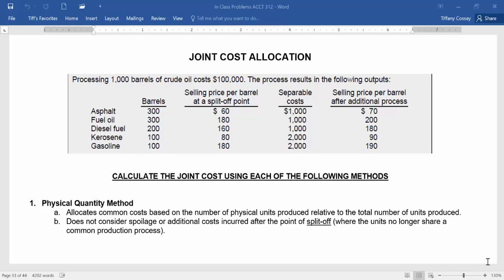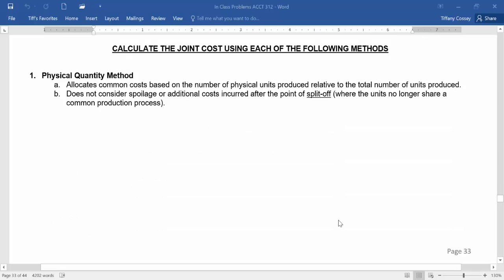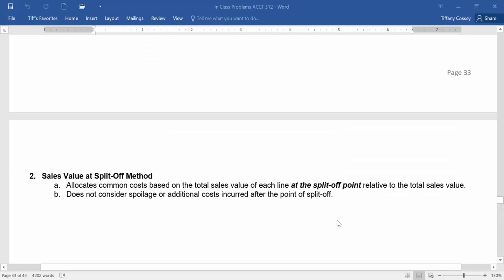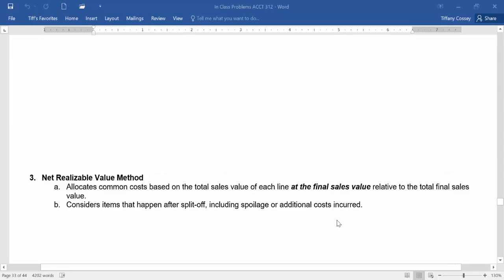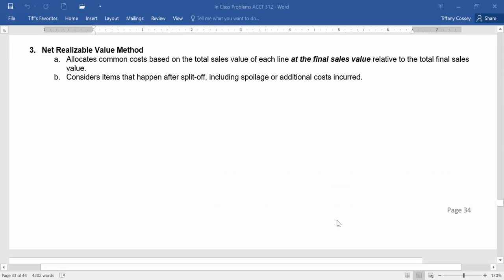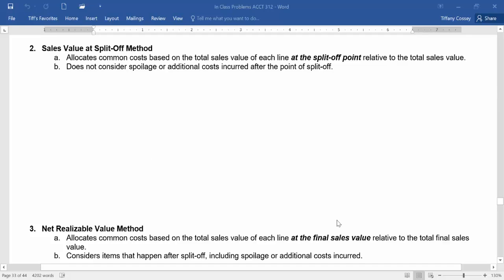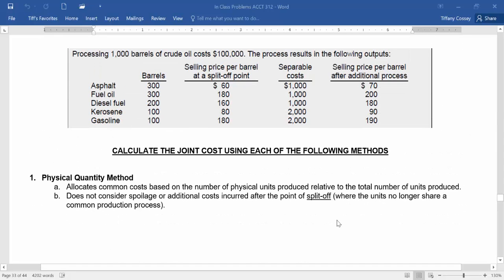Now, there are actually several different ways to do this, but there are three main methods, and that's what we're going to go over in this video: the physical quantity method, the sales value at split off method, and the net realizable value method. So let's talk a little bit about each of these methods, and then we'll see how to calculate them.